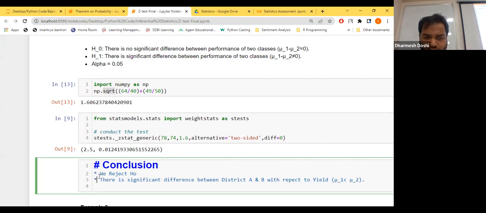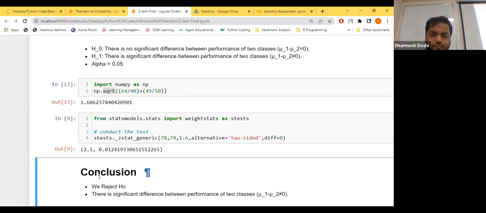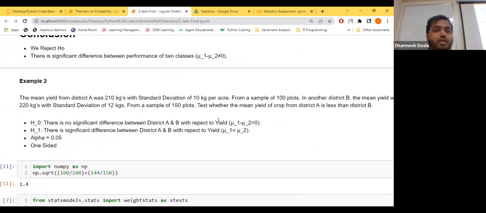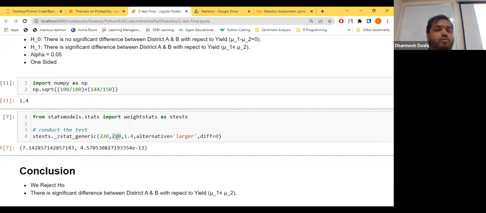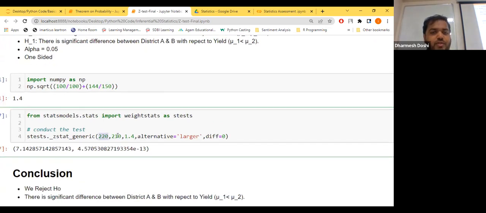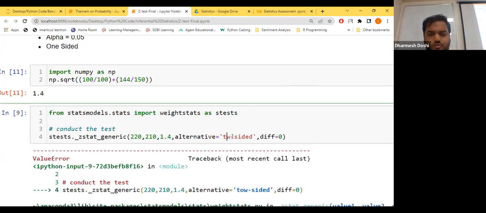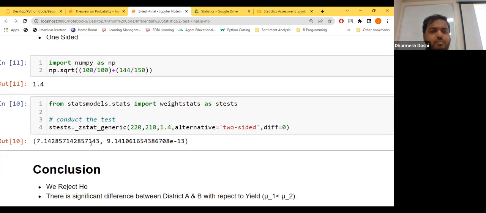Let me repeat again. Okay. Now here we have the second example. If we say A is less than B, and the value of B is 210 and the value of A is 220, so 220 is greater. Whichever comes first, you have to specify that. You can write two-sided. It does not make a heavy difference. The answer varies slightly.